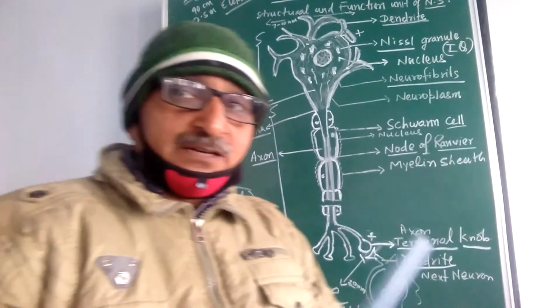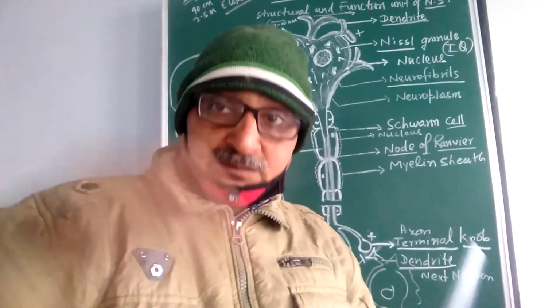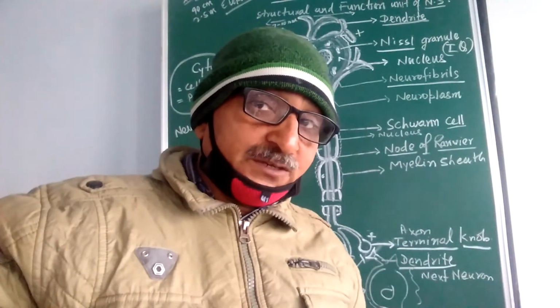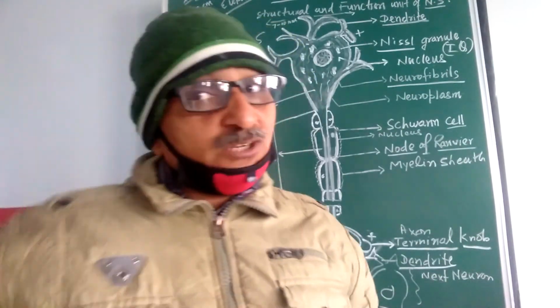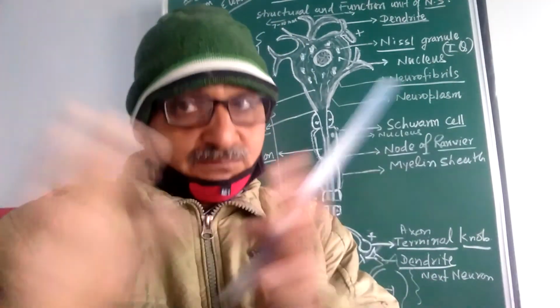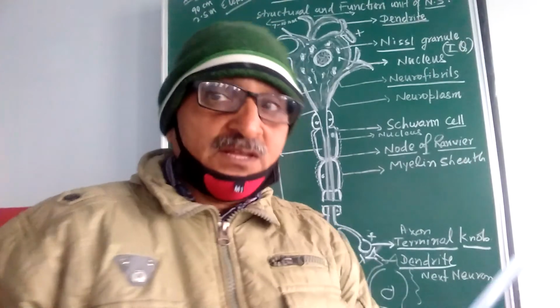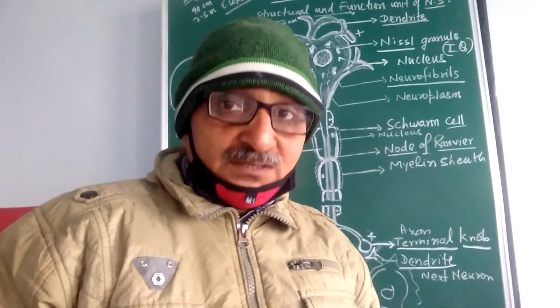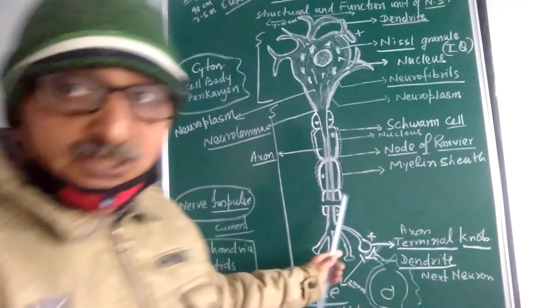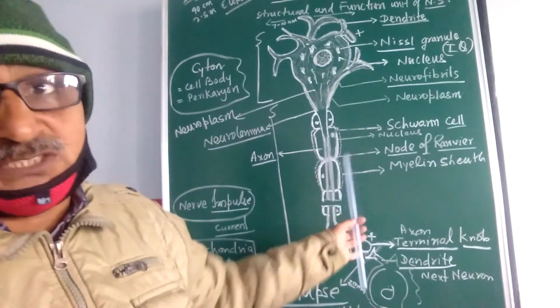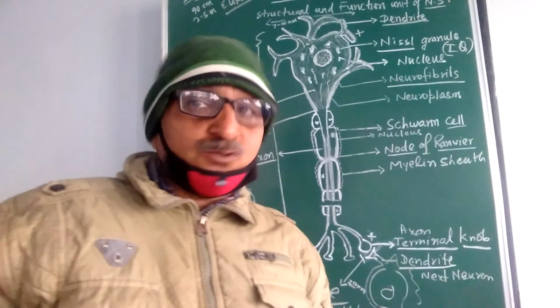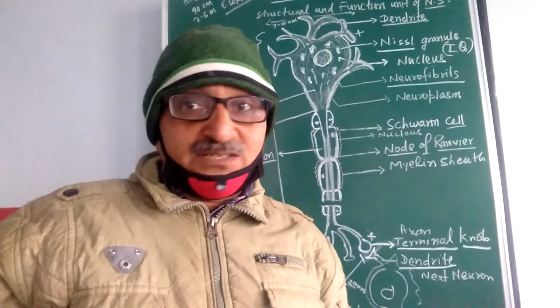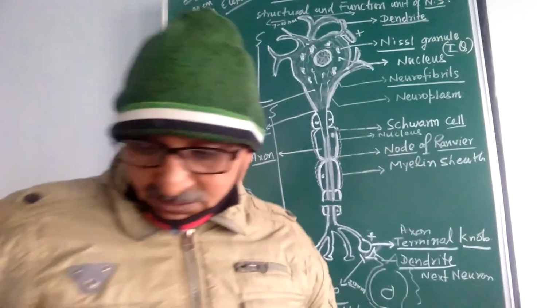So in this way the impulse is transmitted from one place of the body to another place of the body. That we will study in detail in the neural system. But the structure of neurons you can draw, and this knowledge will help you to further understand the process. So in this way the nervous tissue is completed.